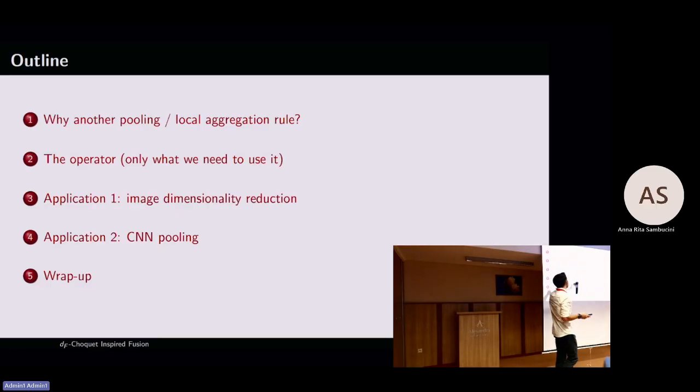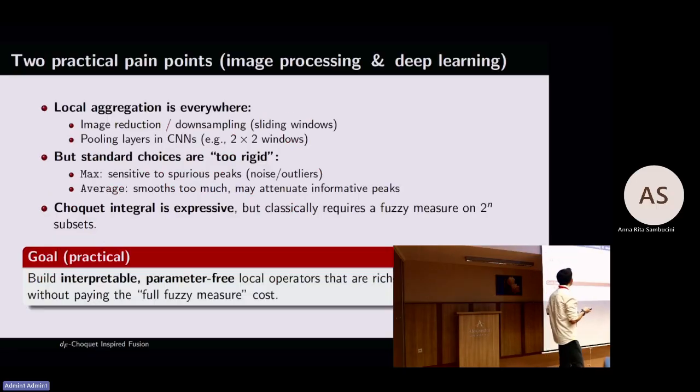First of all, we are going to talk about the motivations, why average and max pooling are not enough. The second part, we will show the operator that we define in the paper. And after that, we're going to talk about the applications, image reduction and CNN pooling. And at the end, we'll talk about the conclusions and next steps.